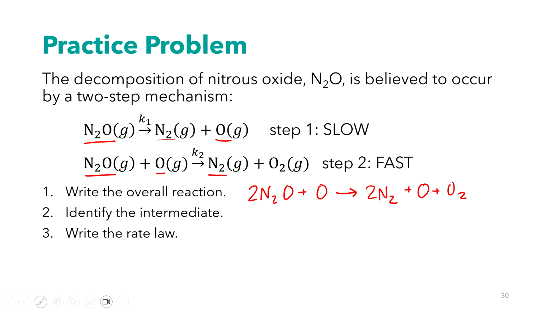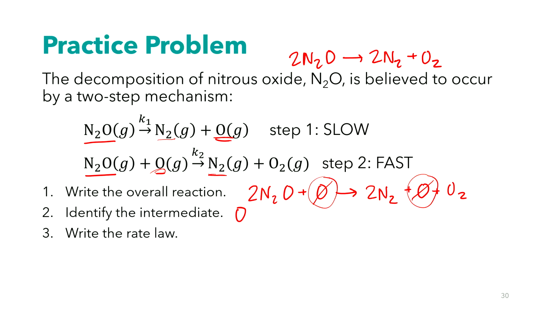All right, so what can I cancel out? That oxygen cancels out. That's my overall reaction. My net reaction is that I have 2 N2Os decomposing to 2 N2 plus an O2. Because I canceled this out, we can double check it, but I made that O first, and then I consumed it in the next step. That's the definition of an intermediate. So that would be my O, my intermediate there, that single atom of oxygen.